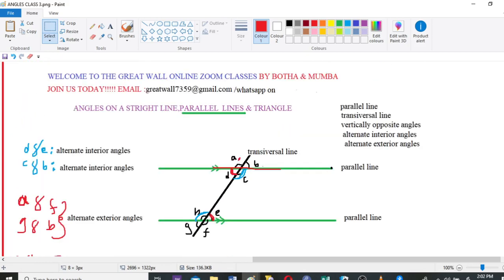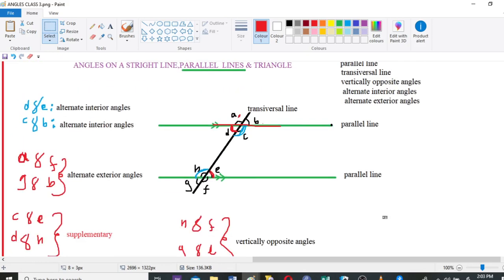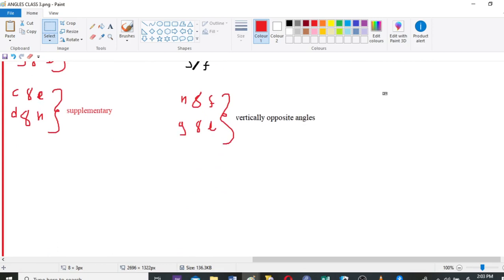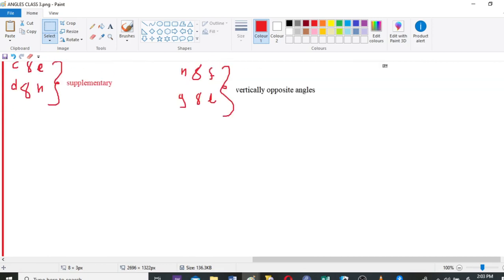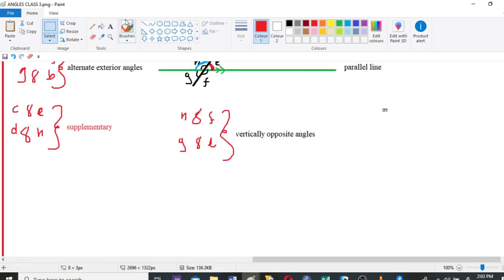Okay, apart from this one, we also wanted us to look at a triangle. We usually say a triangle always adds up to 180. The interior angles of a triangle add up to 180. But why do we say so? Okay, that's what I wanted us to prove.